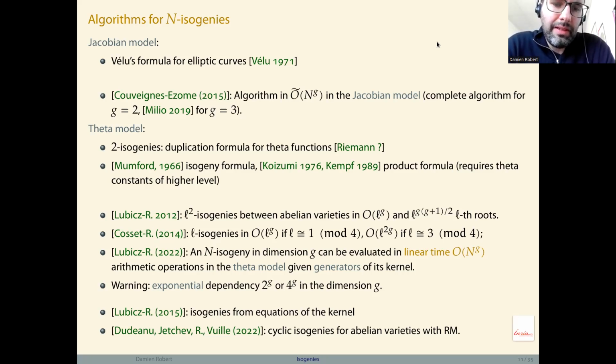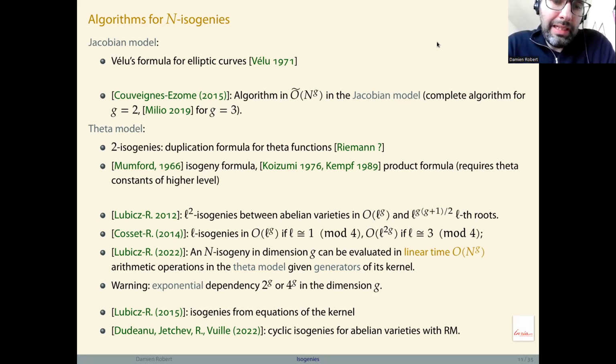And very recently, we managed with David Lubicz to get an isogeny algorithm in time n to the g for any n-isogeny in dimension g. So this is our paper in n-th. The first version was actually in n to the g log n, and we just recently discovered how to remove the log n factor. So this is quite nice.